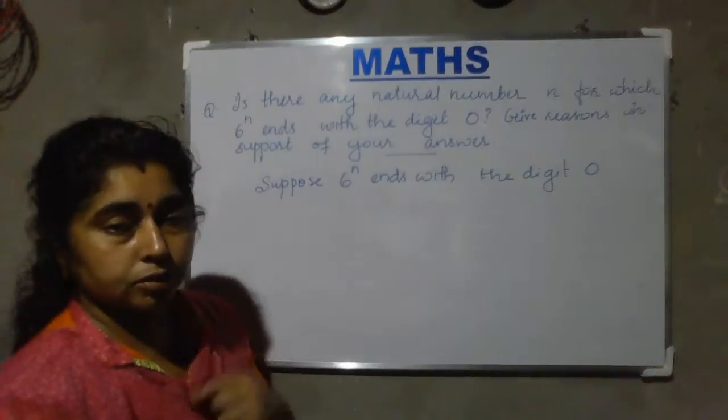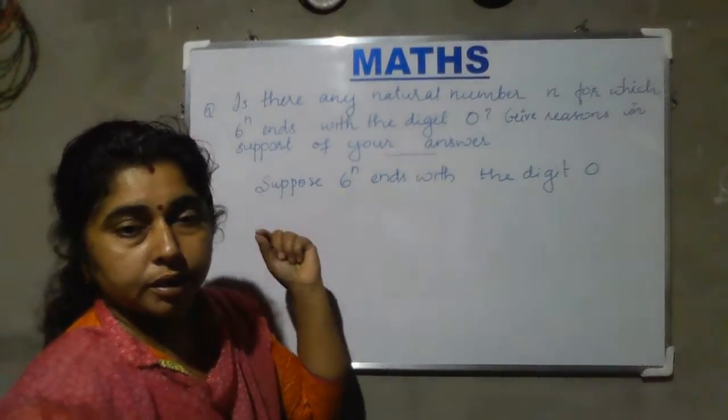If it ends with the digit 0, then we know that it must be divisible by 5.